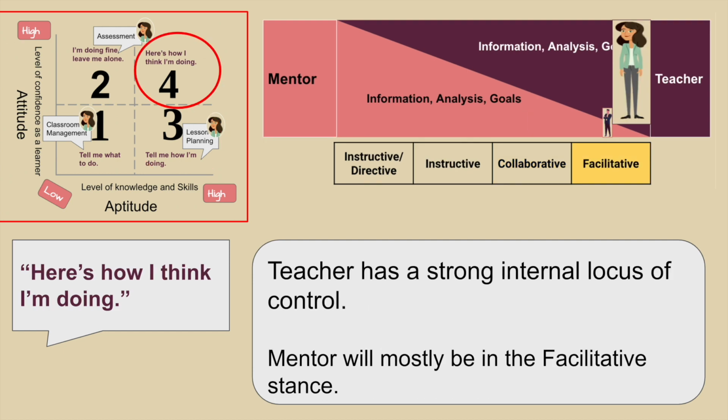For quadrant 4, the teacher has the skill and confidence to say, "Here's how I think I'm doing." She has a strong internal locus of control. The mentor will take the facilitative stance in areas where the teacher is in quadrant 4.